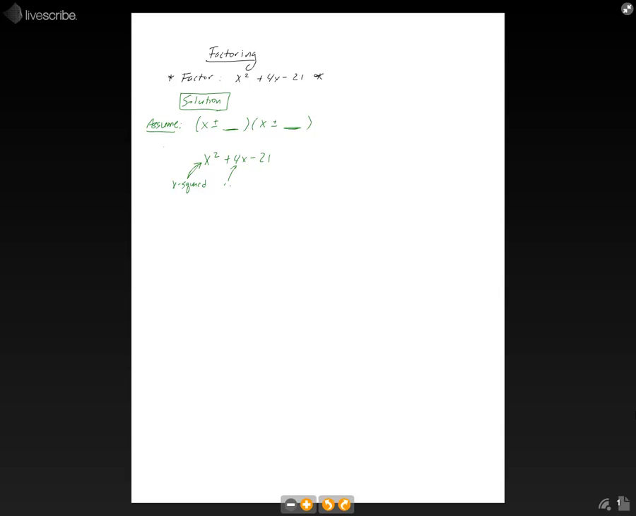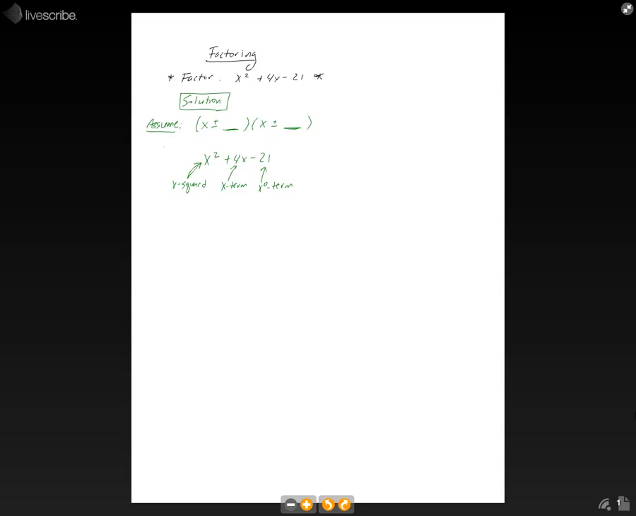This here is our x term. Its coefficient is 4. And this here is the x, I'm going to call it the x to the 0 term, because there is no x associated with it. Its coefficient is negative 21.